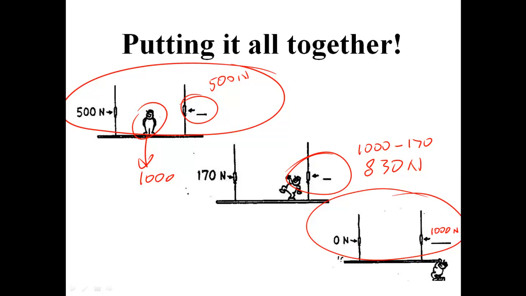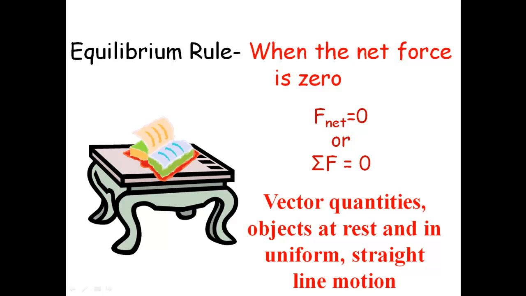There you go. So at this point, we have to introduce a new term. It's called the Equilibrium Rule. That net force equals 0. Whenever the net force equals 0, a few things can happen. We say an object is in equilibrium. We say an object is motionless, possibly, like this book.